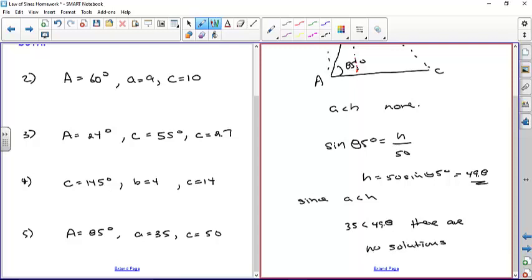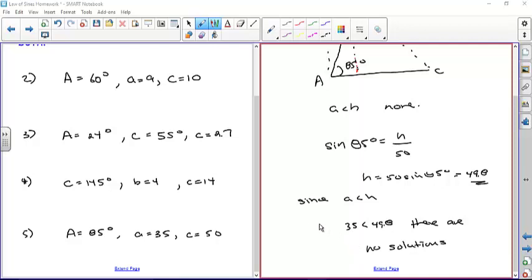So I'm going to check this one here. Okay, so I have checked out. I actually wrote the problem down wrong, but that's okay. They had C as 85 degrees. In that case, there is a solution, but in this case, there is no solution.